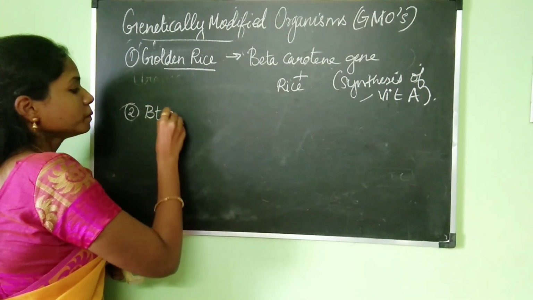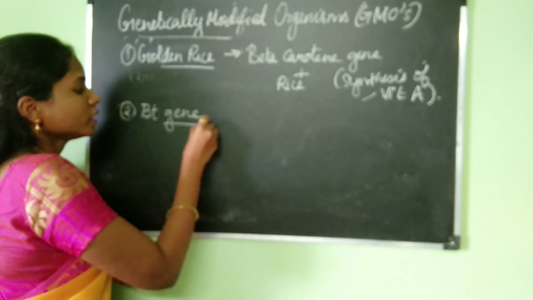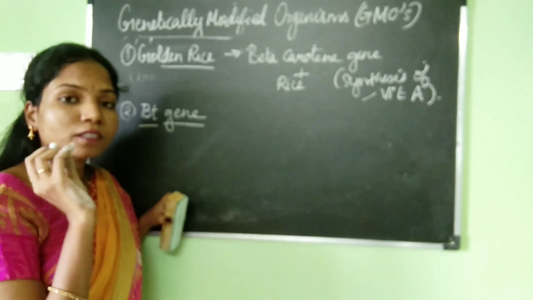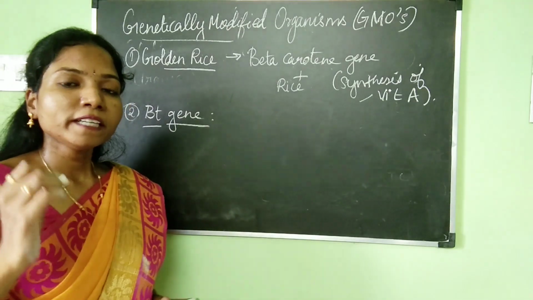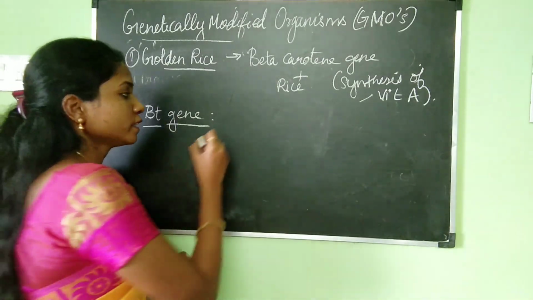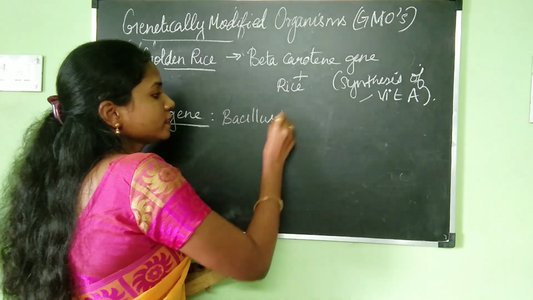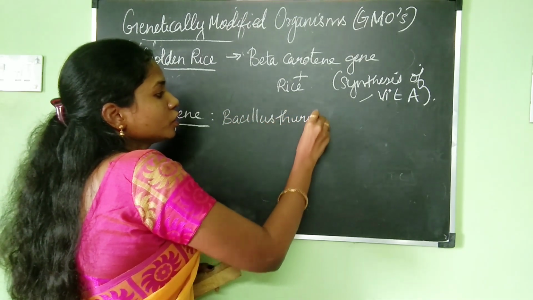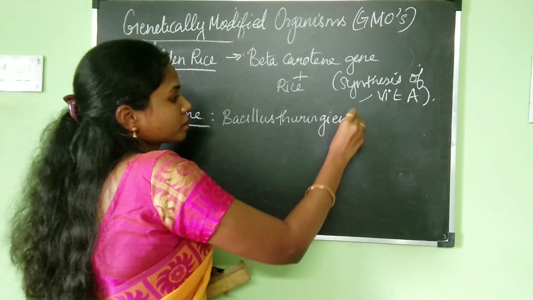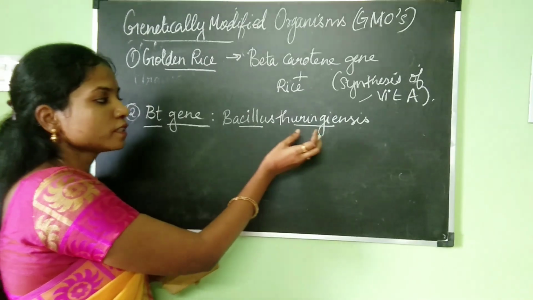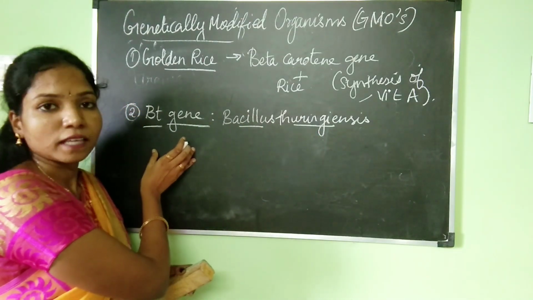And the next example is the Bt gene. Okay, so what is this Bt gene and from where is it isolated? So the Bt gene is actually isolated from a bacteria which is called Bacillus thuringiensis. Okay, so from this Bacillus thuringiensis only, the Bt gene is isolated.